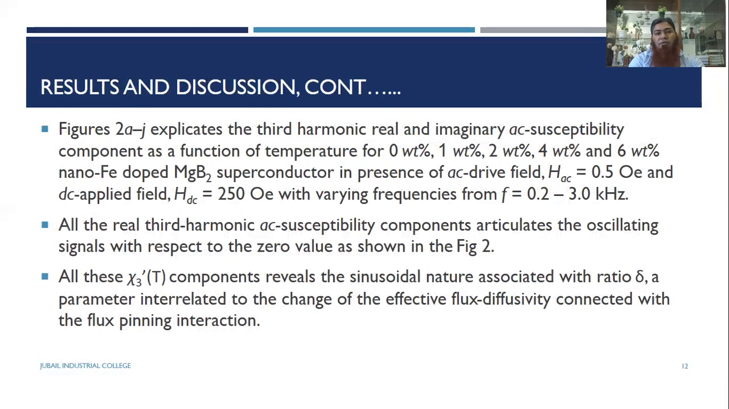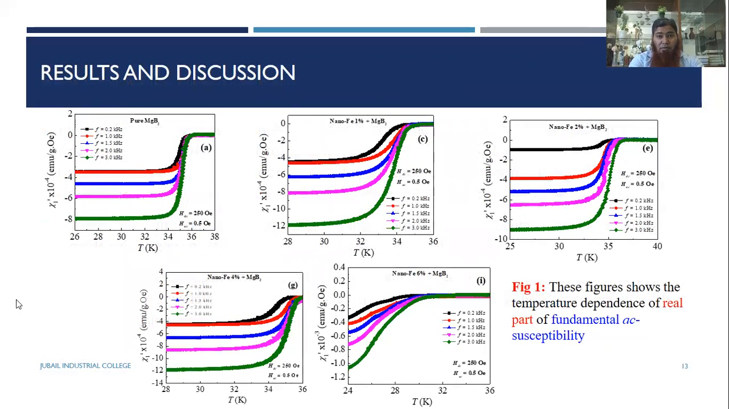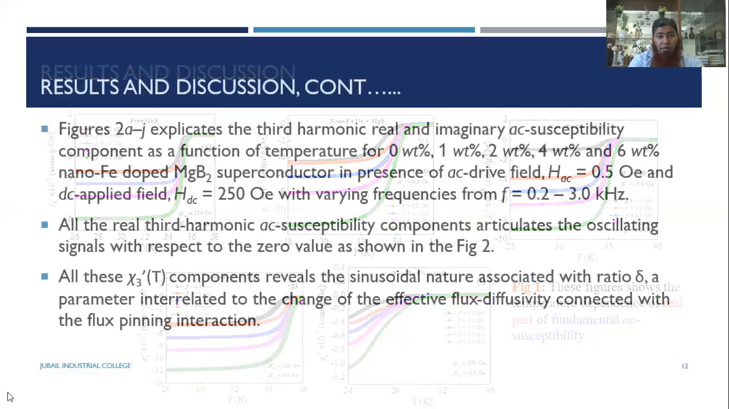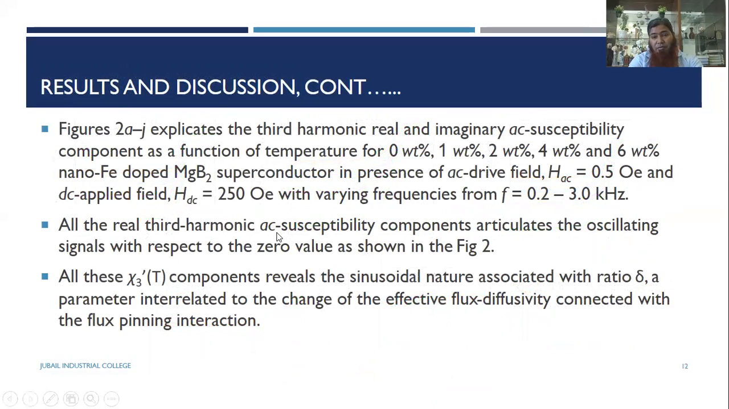So figures 2A to J, on the next slide, explicate the third harmonic real and imaginary AC susceptibility components as a function of temperature for all samples from 0% to 6%. We have taken 0 to 6% nano iron doped MgB2 superconductor in the presence of an AC drive field of 0.5 Oersted and a DC field of around 250 Oersted, with the frequency varied from 0.2 kilohertz to 3 kilohertz.